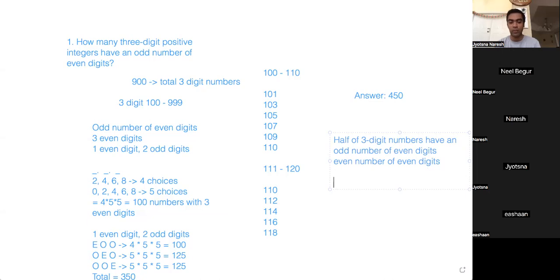So if I take the 900 numbers, I can always pair them up. If I take any number, I can do 999 minus the number, and this makes a pair of two numbers. So I can pair up all 900 numbers in this way. Like 100 would pair with 899. Or let's define this a little differently. Let's do 1099 minus. Okay, so if I have 100, I can pair that with 999.